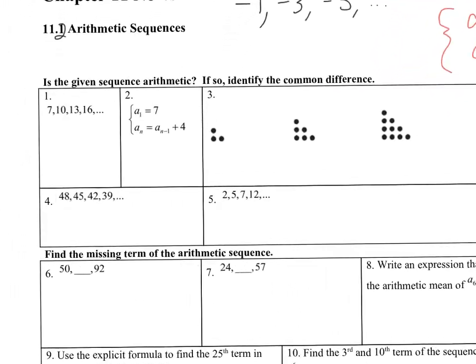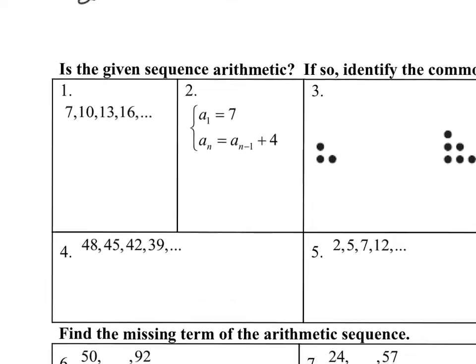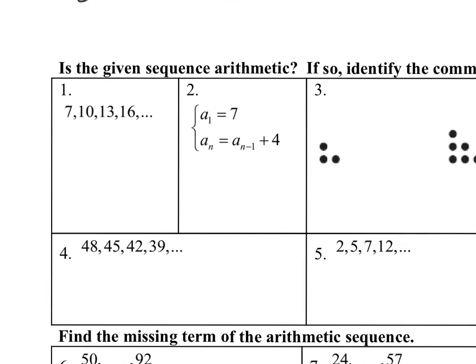To figure out if a sequence is arithmetic, you need to see if it's going up or down by the same amount. Here it's going up 3, so yes, it's arithmetic, and we find the common difference. I'm going to do 10 minus 7, which is 3. The second one looks like the recursive formula, so I'm going to show you how to write this out.